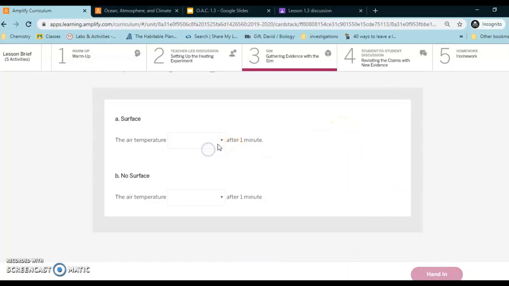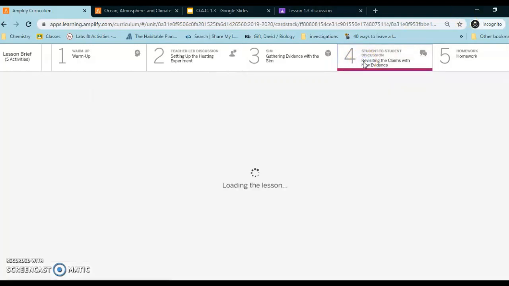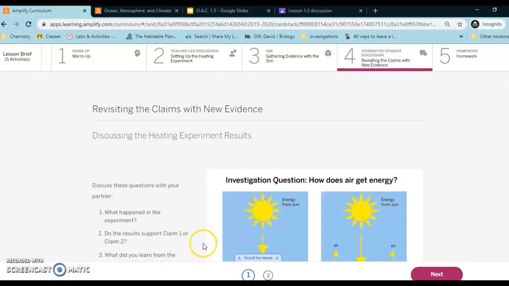And then remember, you need to put your answers. So Ms. Jackson's just going to hit a random answer. Just so you can see, you have to hit the hand in button. And that's how I see your work. Boom. So we've now knocked out most of our work. So now we just have to do our student-to-student discussion. So let's go to our student-to-student discussion.